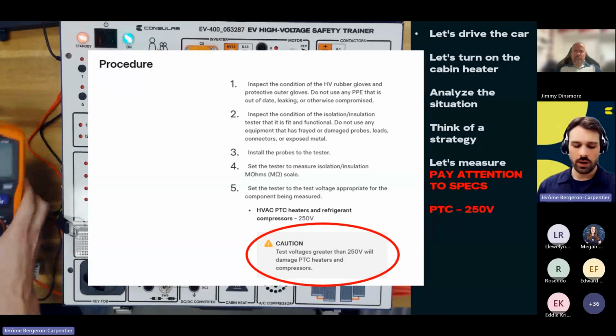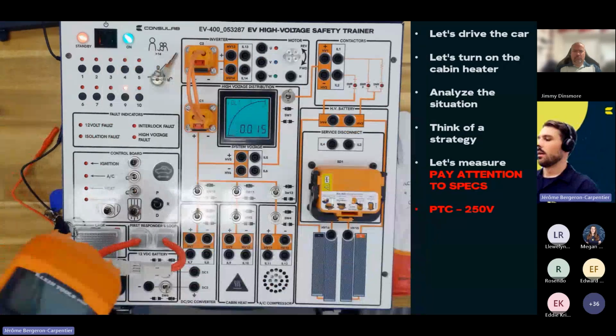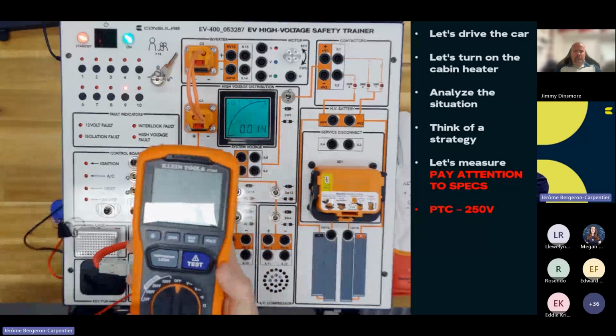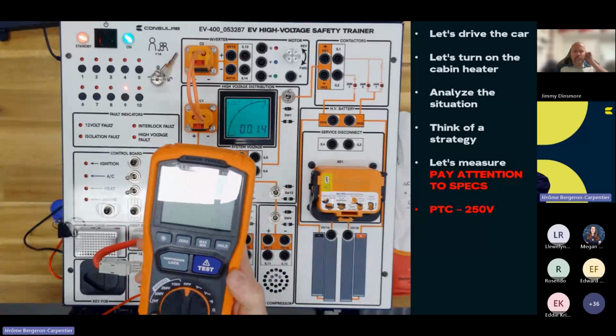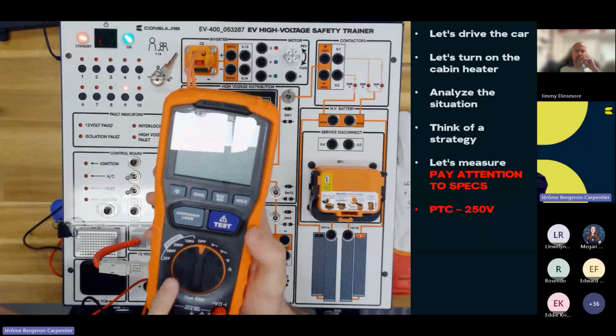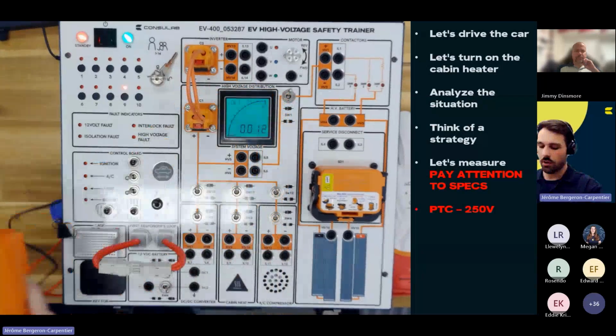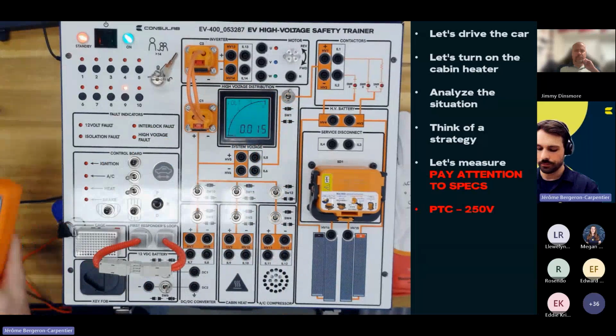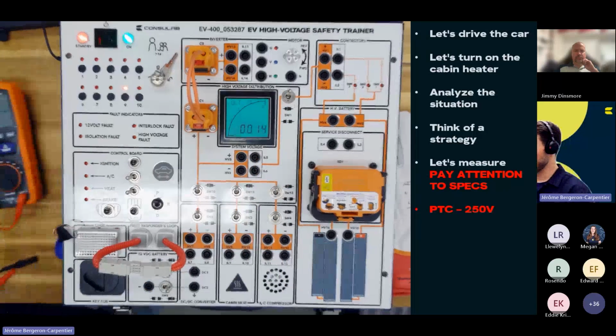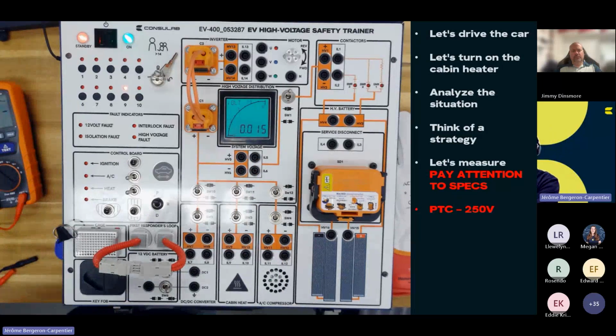So for example, here I have my Klein tool meter, where for the isolation test we can go from 125 volts to 1 kV. So let's say we're going to put it on 250. And before doing that, we just want to neutralize the high voltage on the vehicle.